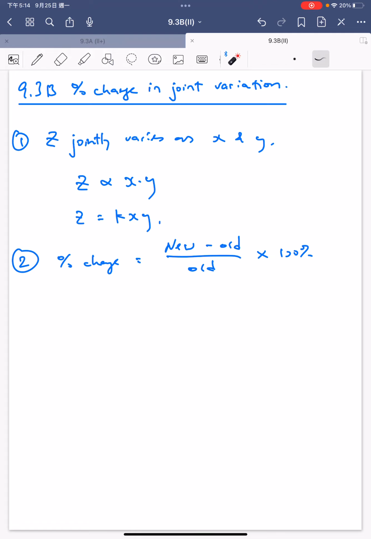Hello guys, in this video we're going to talk about worksheet 9.3b, the percentage change in joint variation.